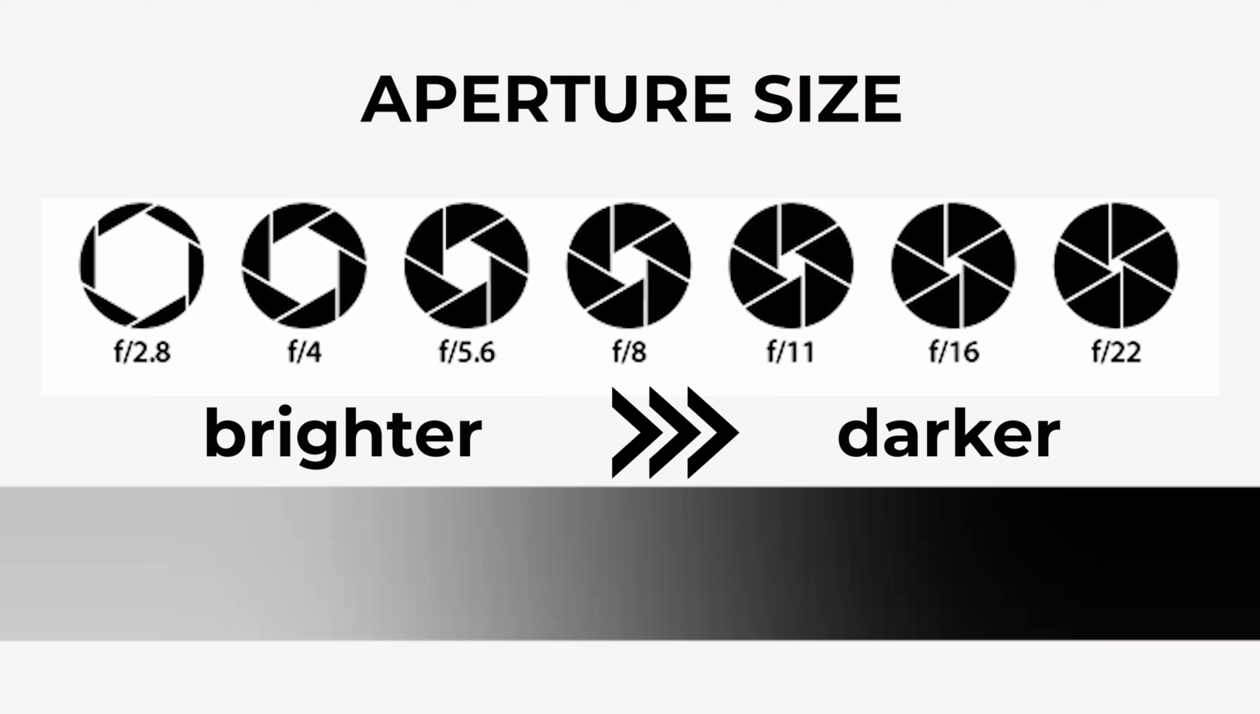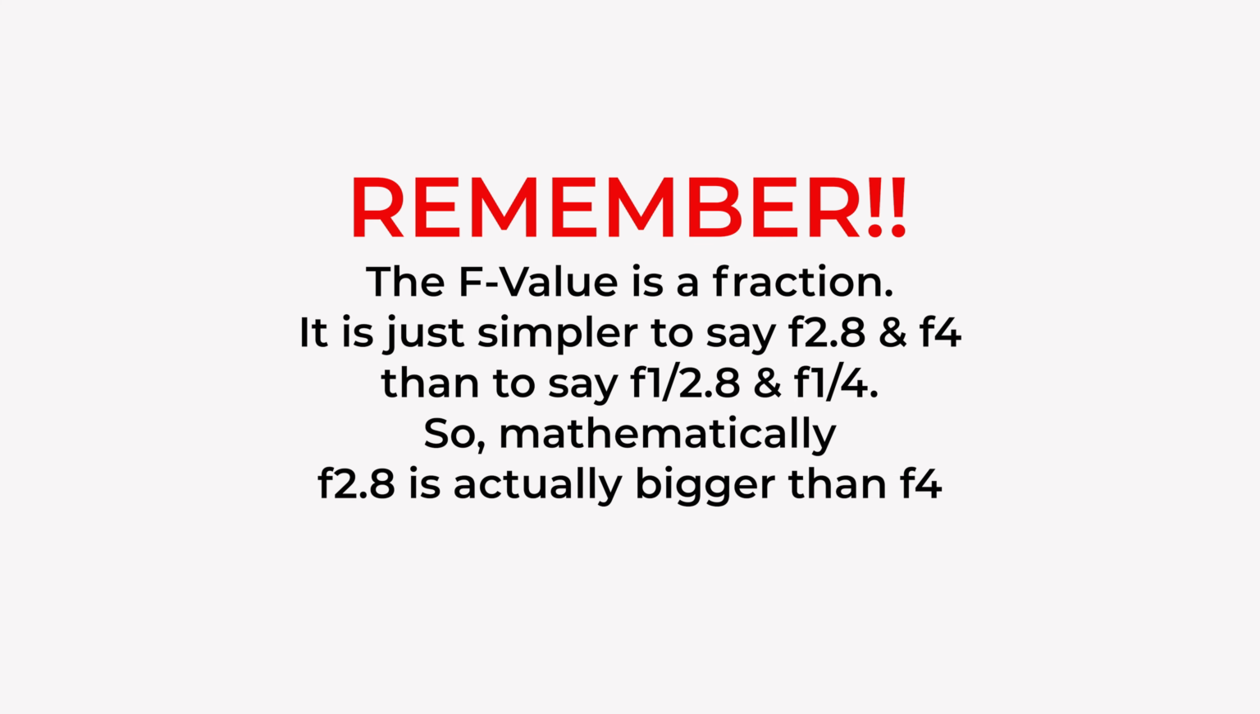And the reason the smaller number equals a larger aperture, it's like an inverse relationship, has to do with the math. And when we say f2.8, we're actually referring to a shortened form of a fraction. And what we actually mean is f1 over 2.8. So in reality, if you remember your math, as a number, f1 over 2.8 is actually larger as a number than f1 over 4. But let's not let that confuse us. Just remember, when you see a smaller number, it means a larger aperture, and you should be fine.